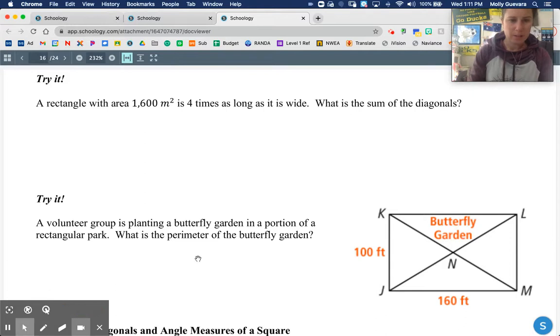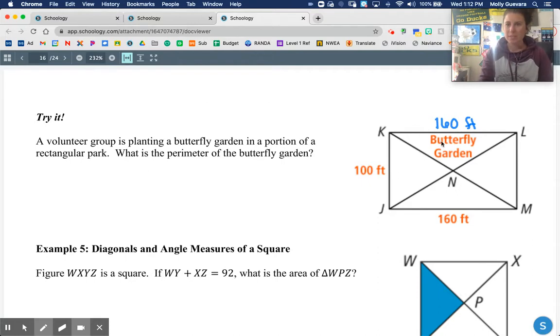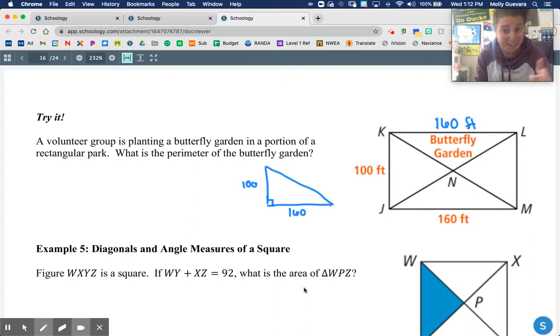Okay, so let's look. So again, in this butterfly garden, I know that KL is 160 feet because it's opposite, right, of JM, and a rectangle has opposite sides that are congruent. Okay, then I have this right triangle. I'm going to draw it like this, where this is 100 because it told me. And this is 160 because it told me. This is 90 because it's a rectangle. And so I want to know what C is, right? I want to know what this is.